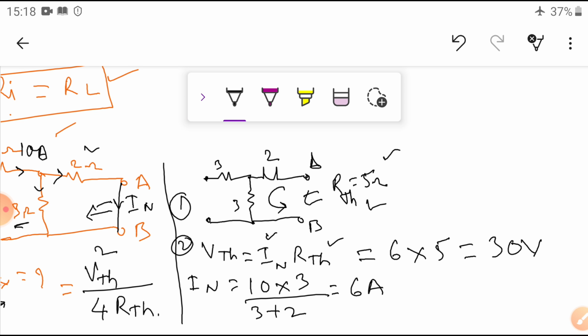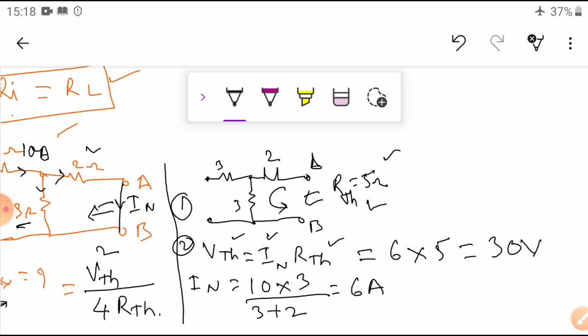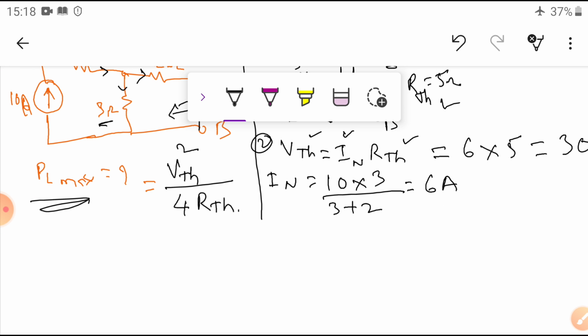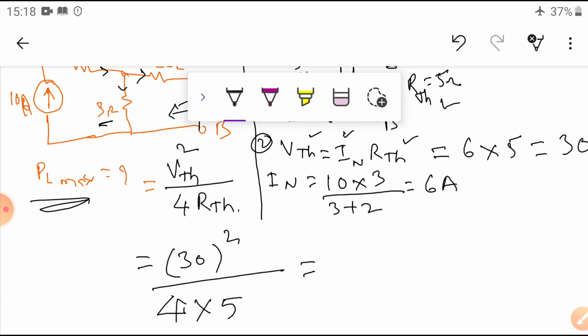So here we know the V Thevenin's, we know the R Thevenin's. Simply substitute here. So what is the value here? P maximum is equal to V Thevenin's squared, that is 30 squared, divided by 4 into R Thevenin's. What is R Thevenin's? We have got it, that is 5. So then by simplifying this one, we are going to get nearly 45 watts.